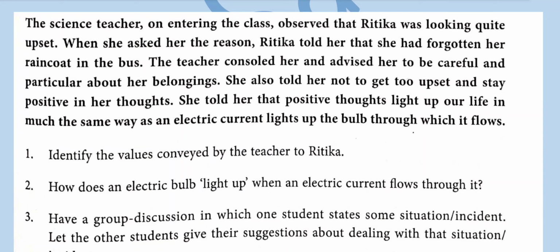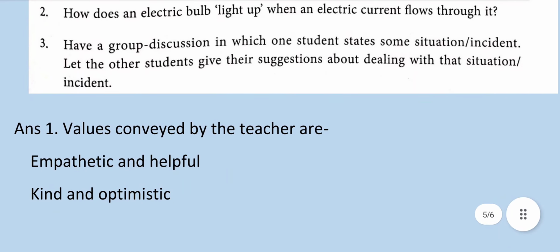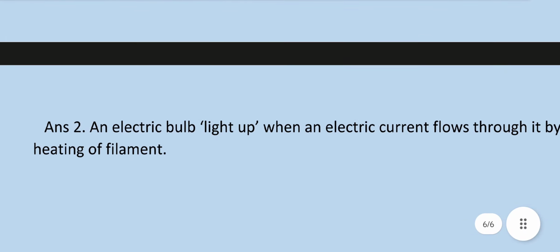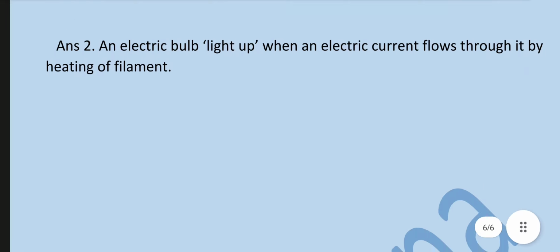Now identify the values conveyed by the teacher to Ritika. How does an electric bulb light up when electric current flows through it? And have a group discussion. Values conveyed by the teacher are empathetic and helpful, kind and optimistic. An electric bulb lights up when electric current flows through it by heating of the filament.